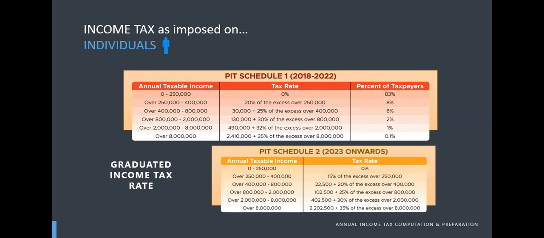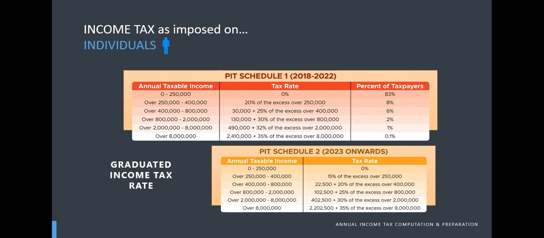Starting 2023, another schedule will be released as the basis of the graduated income tax rate. So again, those having 0 to 250,000 pesos annual taxable income will have a tax rate of 0%, or they will still be exempt. While the base still remains, the initial tax due is different now.